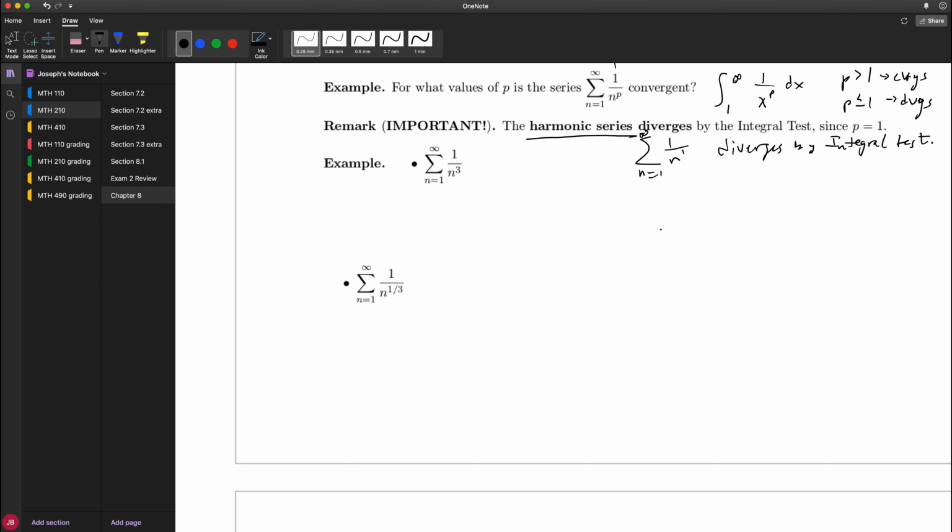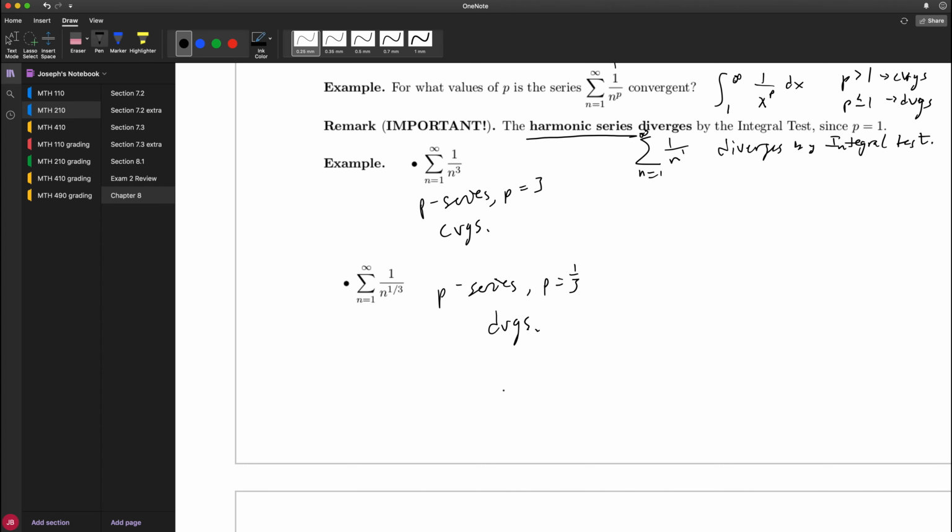Okay, so what do we think about this one? Well, we don't need to even work it out. We see that this is a p series with p equal to 3, so it converges. What about this one? P series, p equal to 1/3, so it diverges, right?